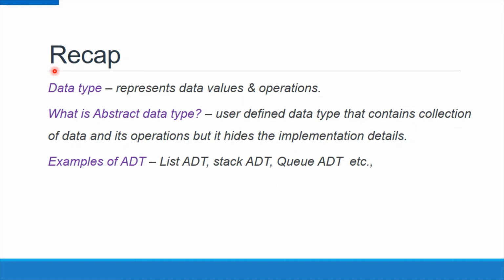Recap of the session. In this presentation, we have discussed what is data type. Your data type represents two things: one is data value and the other is operations that can be performed on that data. Shortly, we call this ADT. It is a user defined data type. It also represents two things: data and operations. The thing is that it hides the implementation details. Next, we have discussed some applications of ADT, and data structure examples like list ADT, stack, queue, etc. are examples of your abstract data type.